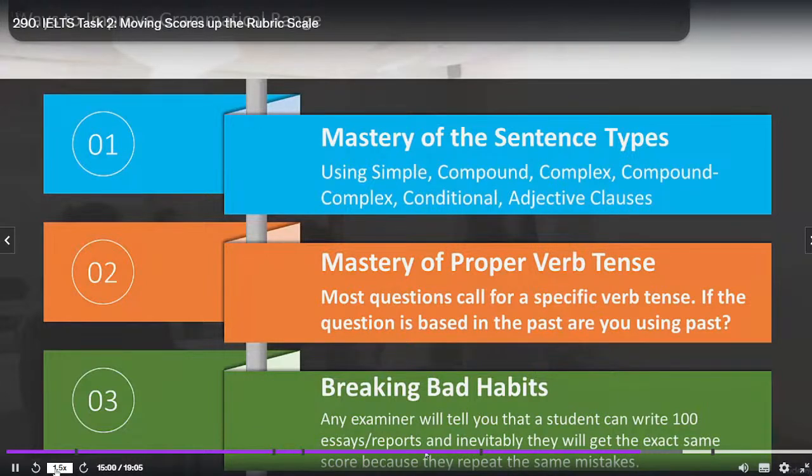Very often I see students make the same mistake over and over and over again. And somehow they magically think that if I just keep on writing essays, 20 essays, 30 essays, I'll get better. No, that's not how you get better. You get better by breaking bad habits. That means taking one essay and working the heck out of that one essay, correcting and breaking bad habits.